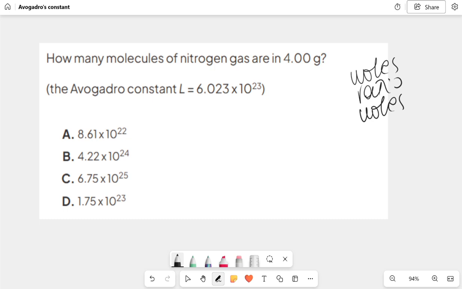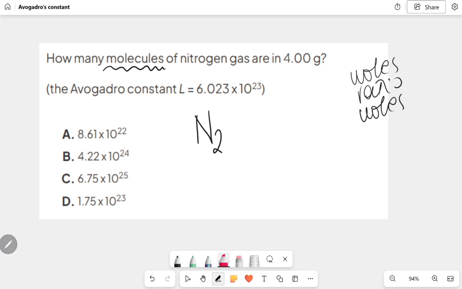So how many molecules of nitrogen gas are in 4 grams? Nitrogen gas, how do we write that? Oh, is N2 true? We cannot get this wrong because we have the hint that it's a molecule, not an atom. So the calculation here is actually really simple.